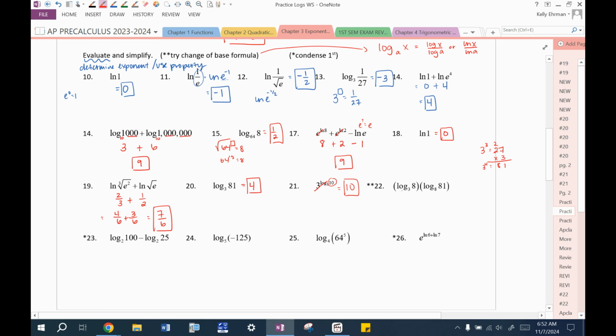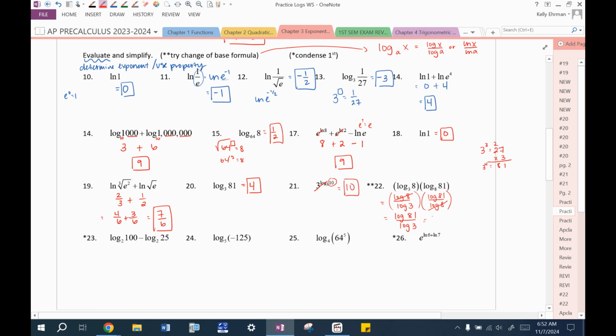So, log base 3 of 8 can be log of 8 divided by log of 3. And log base 8 of 81 can be log of 81 divided by log of 8. The reason change of base formula is where we want to start is because now these are two rational expressions being multiplied, and the log base 8s can cancel. So now it's log of 81 over log of 3.